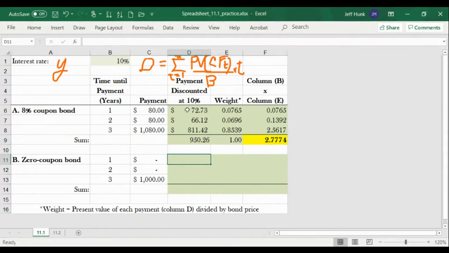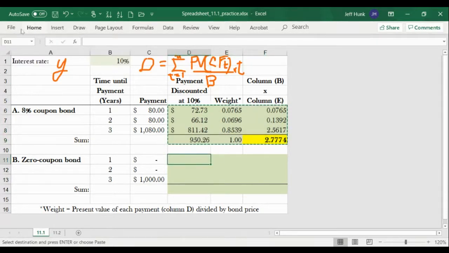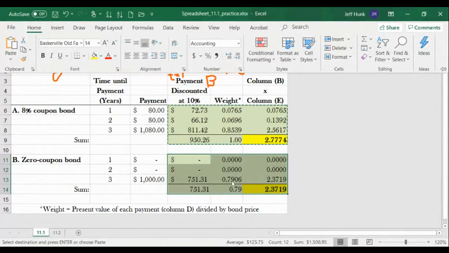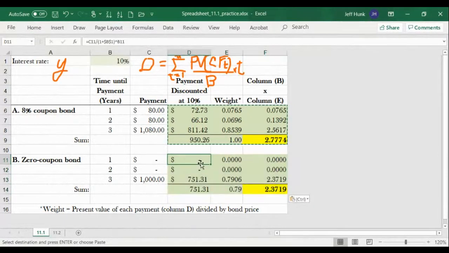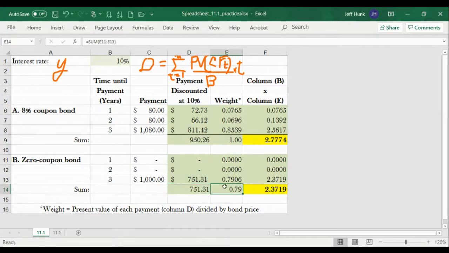Now, let's try this for a zero coupon bond. All you need to do is simply copy that and paste it here, and because it's the same process, this is wrong. I have to make some adjustment. Nothing there. I have to make some adjustment. All of the weights must add up to 1. So here, that should be D14, and you have to lock it.